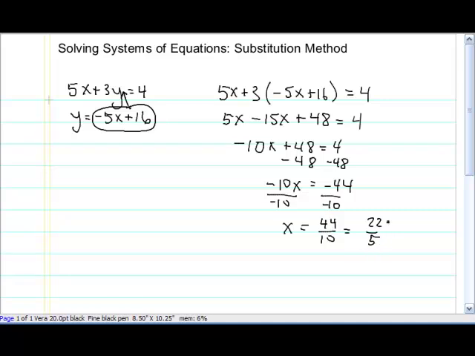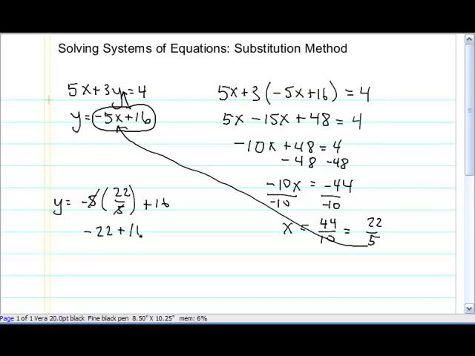To find y, we have to take this and substitute into either equation. Since this already has the y here, we'll substitute into this equation here. So we get y equals -5 times 22 fifths plus 16. The 5 cancels out here, so we have -22 plus 16 for y, or y equals -6. So our solution here is 22 fifths for x and -6 for y.